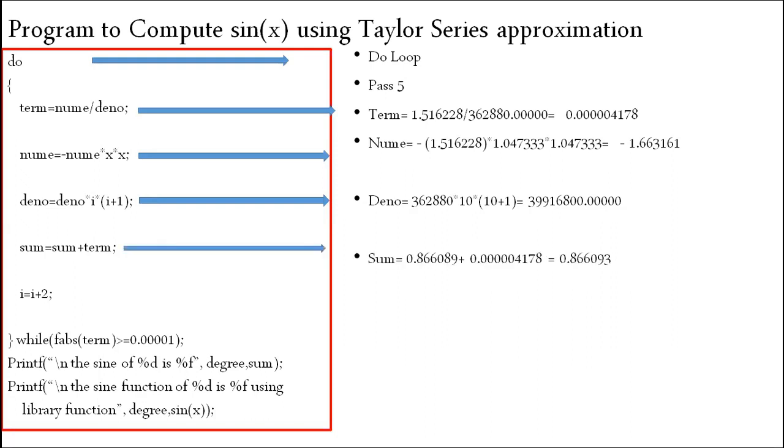Next, sum is equal to sum plus term. The last value of sum is 0.866089 plus the latest value of term, 0.00004178. So finally the sum is updated to 0.866093. Next, again I is also incremented. I is equal to I plus 2. The value of I is 10.